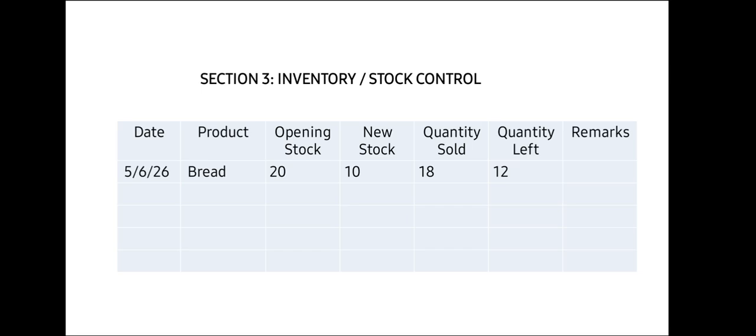Let's take, for example, products. It can be bread. An opening stock, let's say 20 loaves of bread. New stock, 10. You sold how many? 18, and you are left with 12. This record will help you prevent theft, waste, and confusion. So it's of high importance that you, as a business owner, take inventory and stock control.